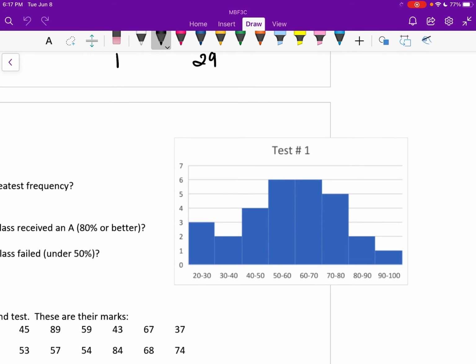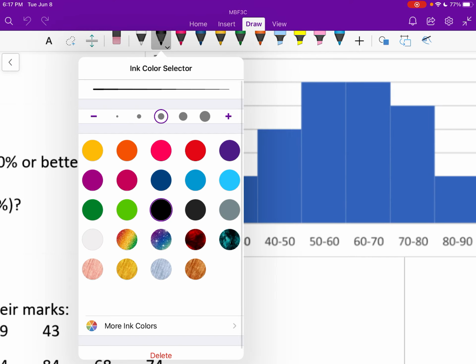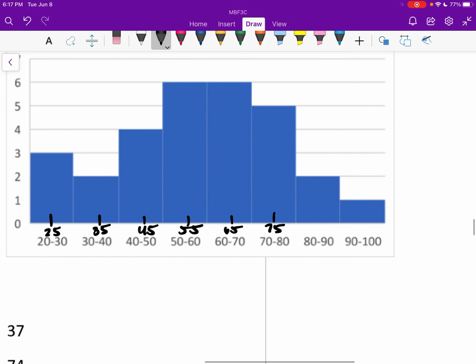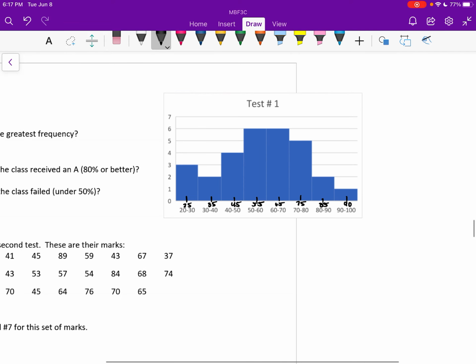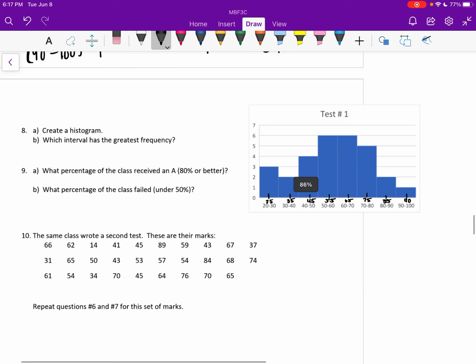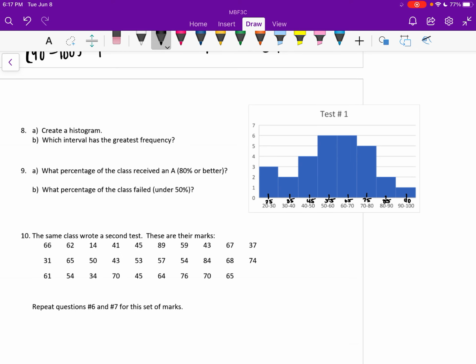So each bucket has its own set of data. You should make it so that it's only halfway through. So 25, 35, 45, 55, 65, 75, and 85, and 90, right? So that's just the best way to go about it. But everything's there, so that's just the test number 1, right?